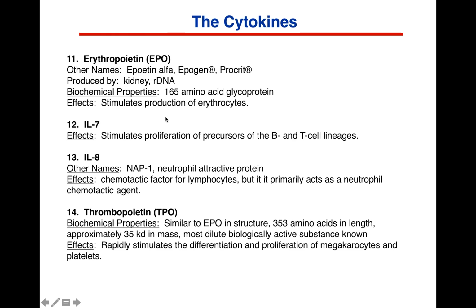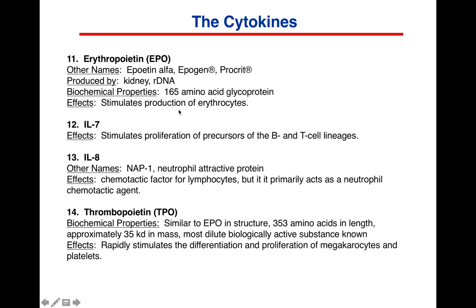Now, one of the molecules I talked about before that has been one of the most important molecules in biotechnology is erythropoietin, or EPO. Procrit and Epogen are names it has been sold under. It's produced by the kidneys. It's a 125 amino acid glycoprotein, and this is very selective. It stimulates the production of erythrocytes, and under the right conditions with thrombopoietin, it can stimulate the production of platelets.